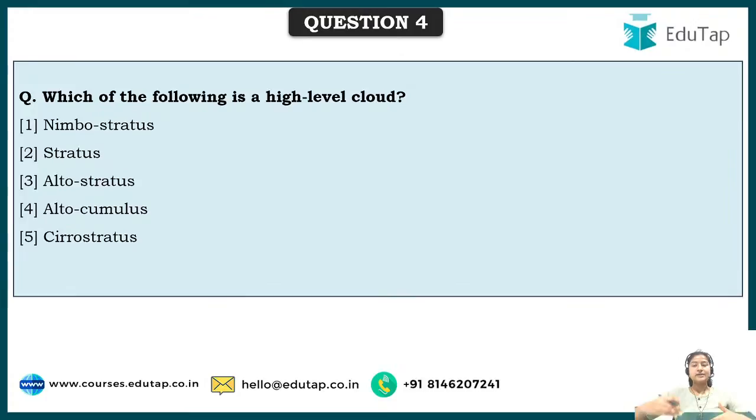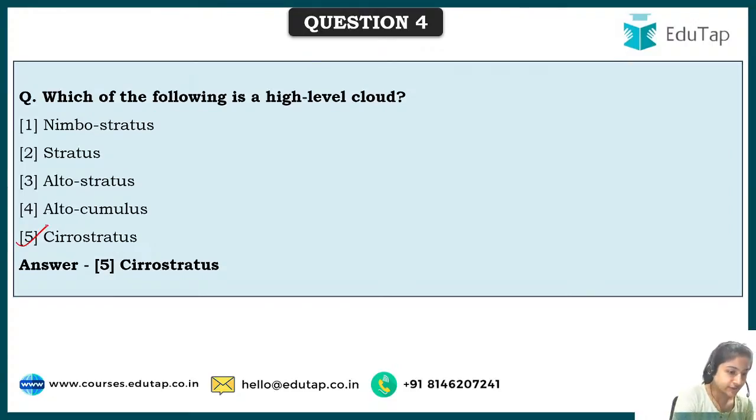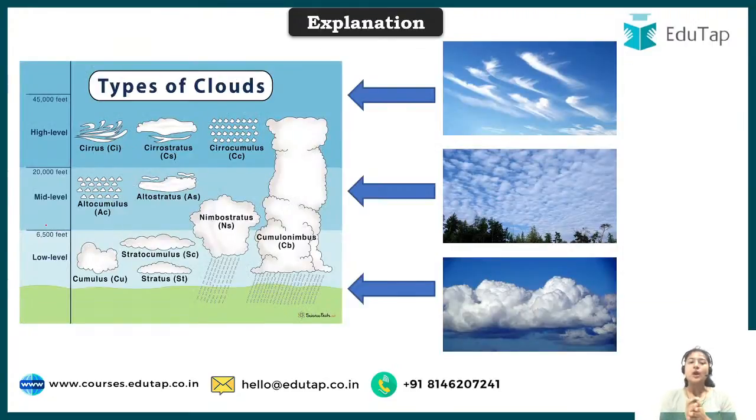See, clouds are present at different heights, and here you have to guess which of the following is a high level cloud. The correct answer to this question is option number 5, that is cirrostratus. If we go for the basic classification of clouds, clouds are of different types, and yes, there are names given to clouds also.